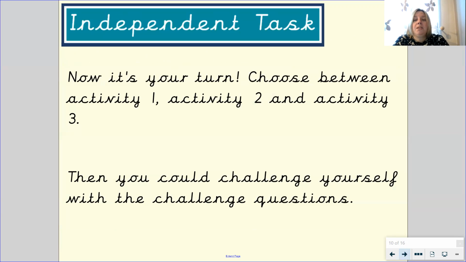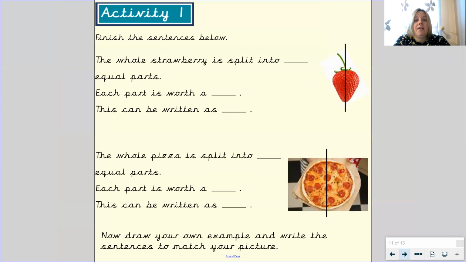Now it's your turn. Choose between activity 1, activity 2 and activity 3. Then you could challenge yourself with the challenge questions. Finish the sentence below. So you have to copy the sentence into your book or onto your piece of paper, just like we did for our first example together. Once you've done it for the strawberry and the pizza, I want you to draw your own example and write the sentences to match your picture.